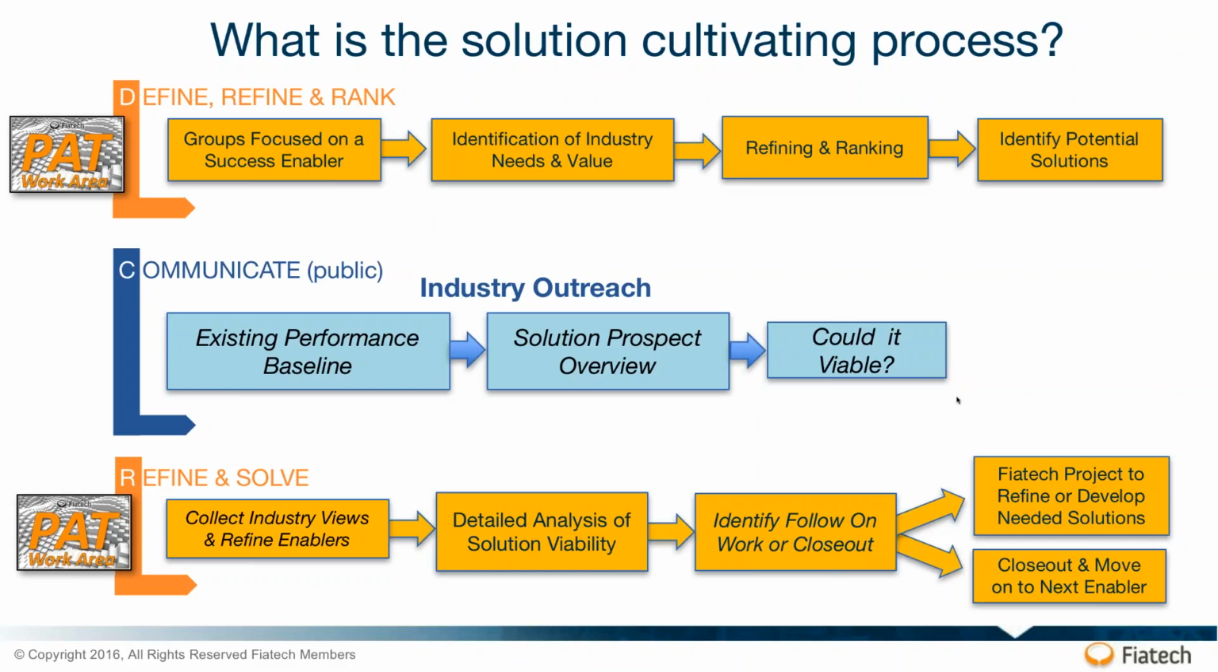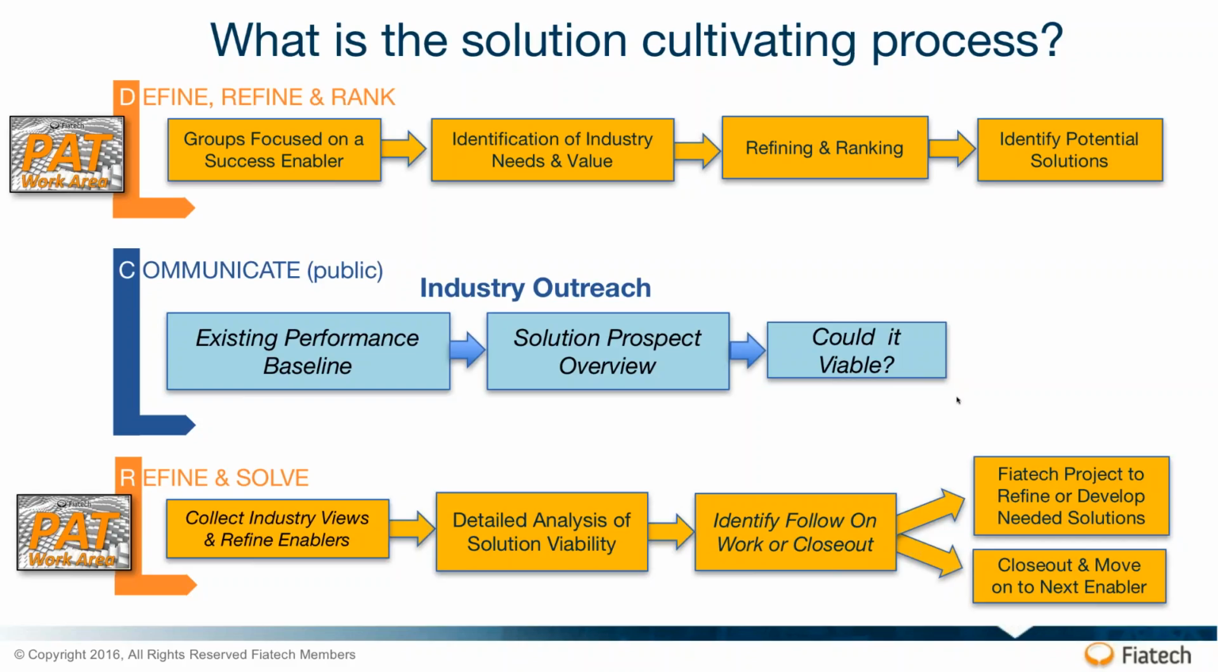And if someone comes back and says, well, these are the reasons why you can't do what you just described, you have to try to harvest that, capture it, internalize it, and then deal with it. By soliciting information from the industry, you're able to refine your success enablers and the criteria, and you're able to do a much more detailed analysis of viable solutions.